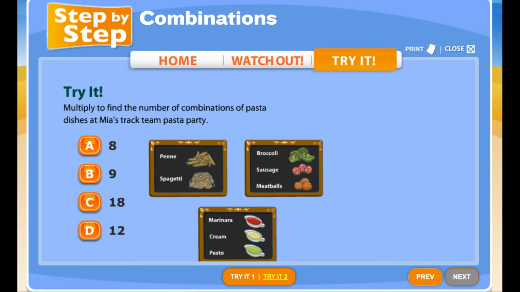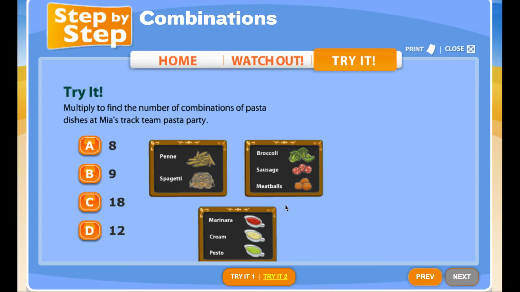Multiply to find the number of combinations of pasta dishes at Mia's track team party. Okay, so there again are 3 categories here. We have the type of pasta, we have what kind of stuff will go in the pasta, and then we have the sauce options. So there are 2 types of pasta, so that's 2 for the first category.